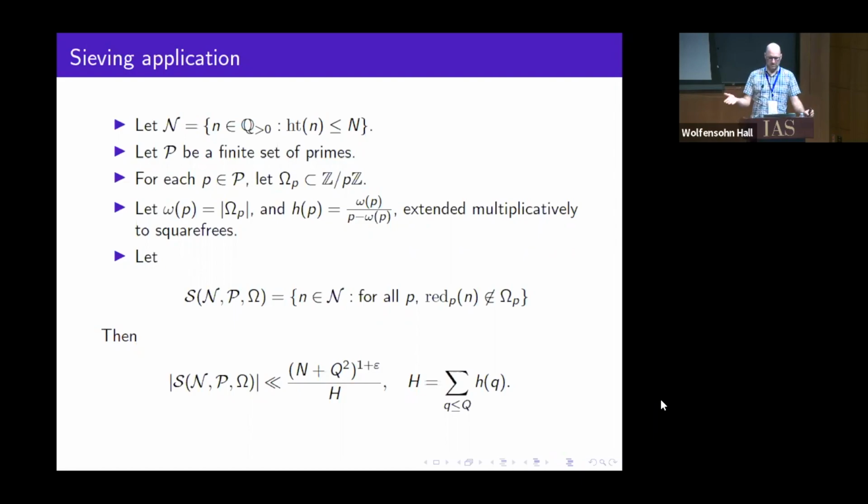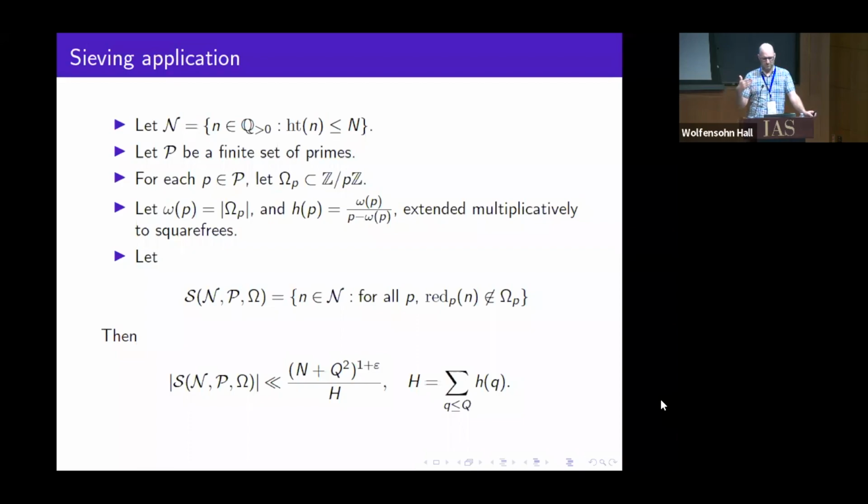So you just take your rational numbers ordered by height. You take some finite set of primes. For each prime in your set, you pick a subset of Z mod p. That's what this omega p is. And then define this function, omega of p, that's the cardinality, and h of p is this ratio, omega of p over p minus omega of p, extended to squarefrees.